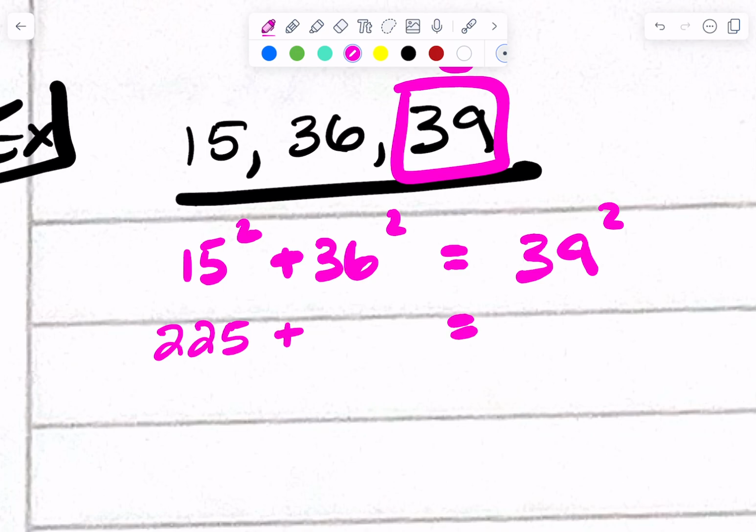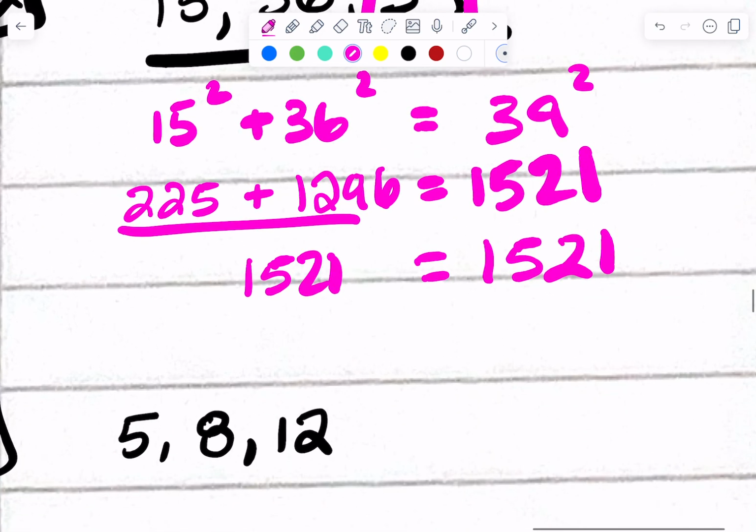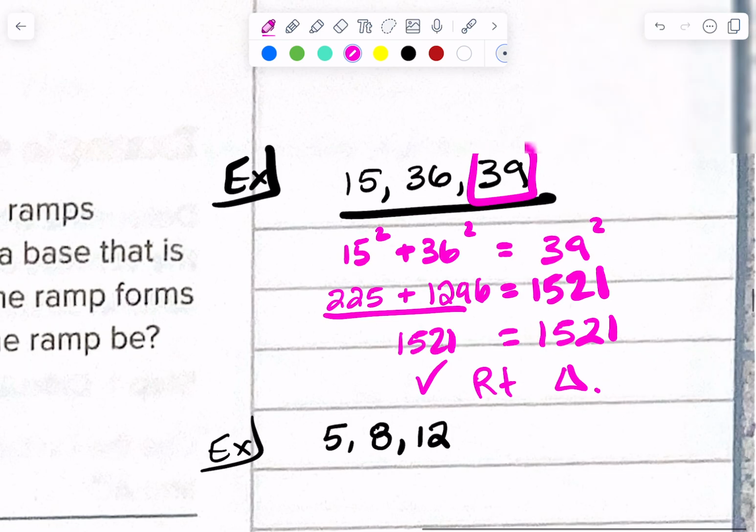Or we can divide it all by 3 and it's 5, 12, 13. You're true, yes. We'll get to that. Okay, what's 36 squared? 1296. Okay, and what's 39 squared? 1521. Okay, if you add these two together, do you get 1521? Yes. So what's that mean? That's a right triangle. Okay? It is, in fact, a right triangle with those numbers.